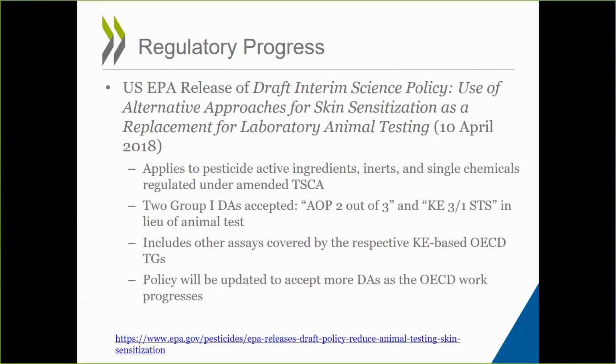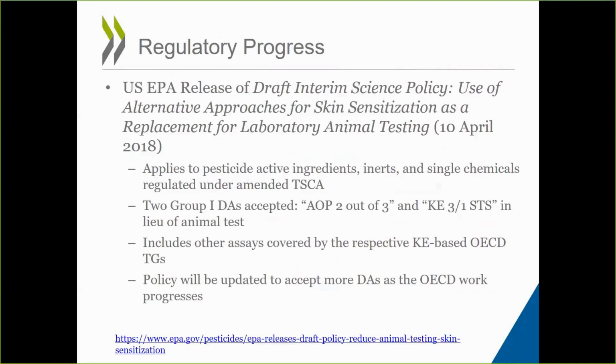So independent of OECD, but simultaneous with this project being added to the OECD work plan, I should say that the US EPA released a draft interim science policy statement on the use of alternative approaches for skin sensitization. This was released in April of 2018. And this policy statement applies to pesticide active ingredients, inert ingredients, and single chemicals that are regulated under the TSCA regulation. The US EPA will now accept 2 of the candidate Group 1 DAs in lieu of animal tests.